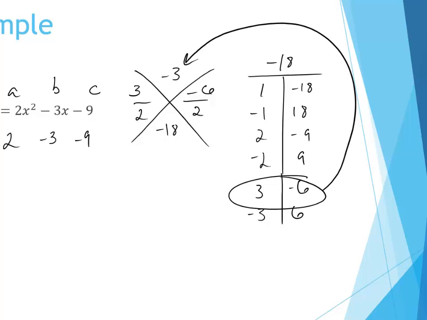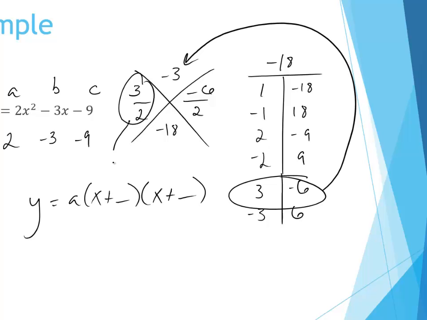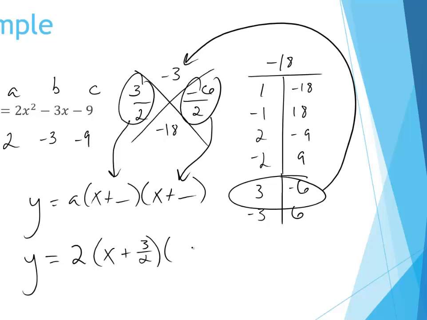Now that we have our fractions, we can make our equation. So y equals A times (x plus blank) times (x plus blank). One fraction goes in one blank, the other fraction goes in the other blank. So you'll have y equals A, which is 2, times x plus 3 over 2, which doesn't reduce, so just leave it as 3 over 2, and then x plus negative 6 over 2.